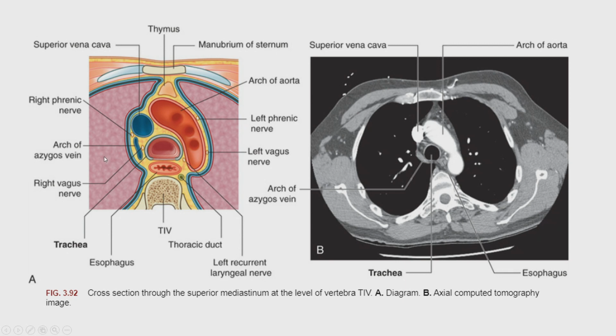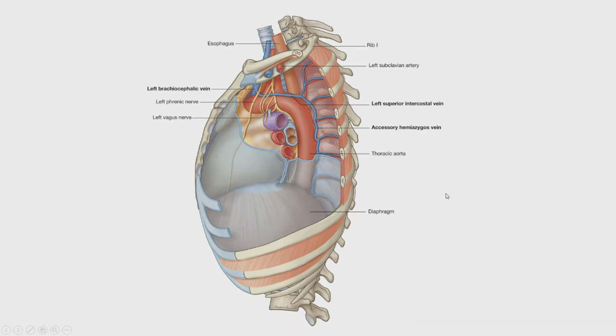So with this cross-section, be careful, it's very important to recognize it during a CT scan or MRI, magnetic resonance. It's very helpful to recognize those important structures.